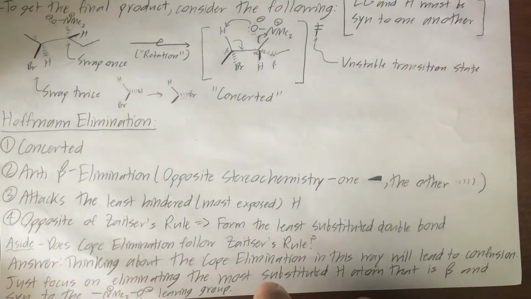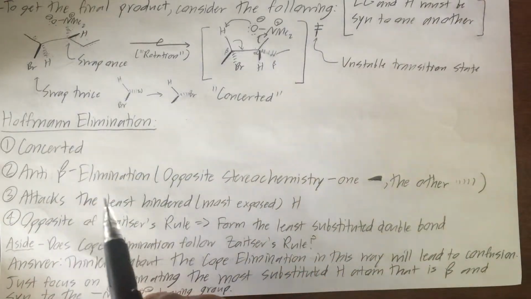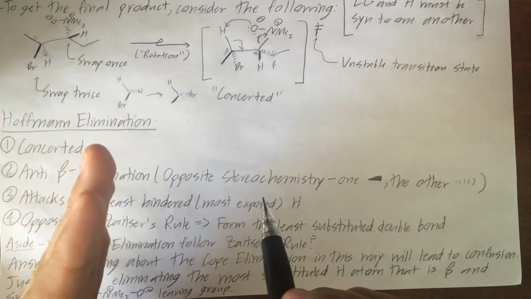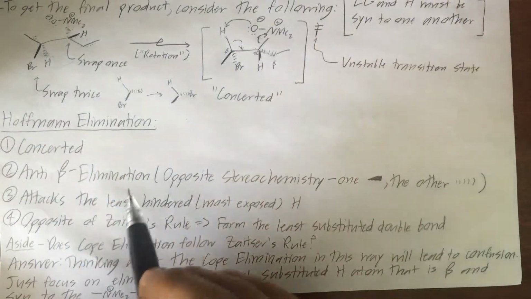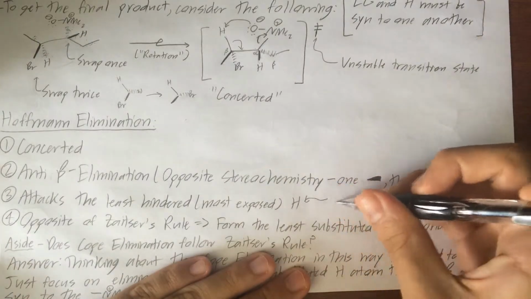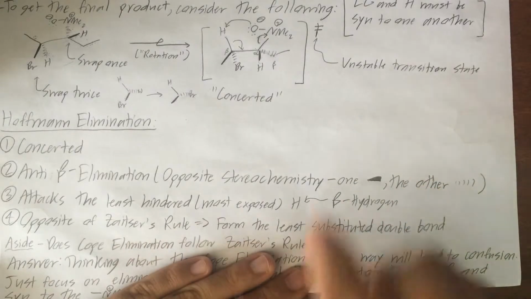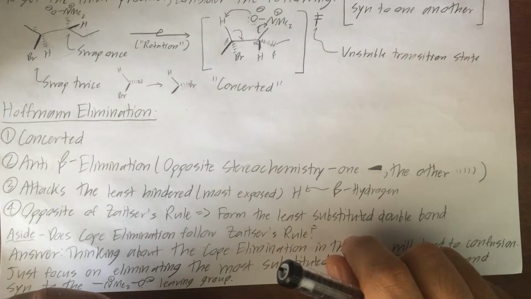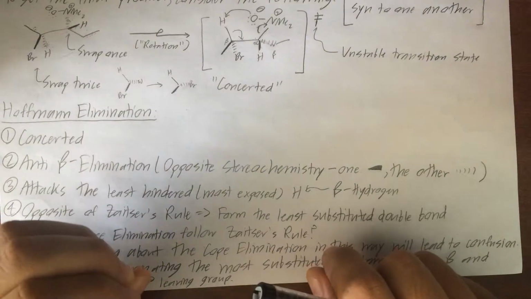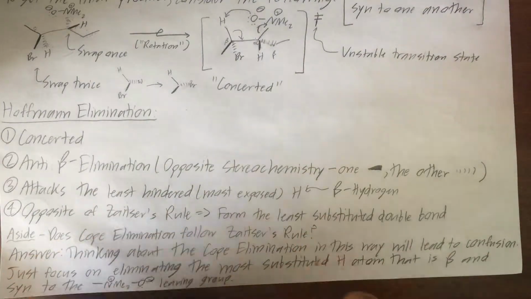So we covered anti-beta elimination. Another key aspect of the Hofmann elimination reaction is that it attacks the least hindered hydrogen atom. Now, least hindered is the same thing as saying most exposed. So it's basically the least substituted, least hindered, most exposed beta hydrogen atom. Once again, least hindered, least substituted, most exposed. Remember that in the Cope elimination, we attacked the most hindered, the least exposed, the most substituted beta hydrogen atom. For the Hofmann elimination, it's actually the opposite.